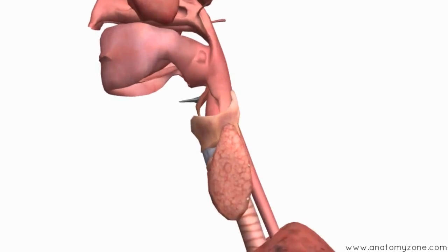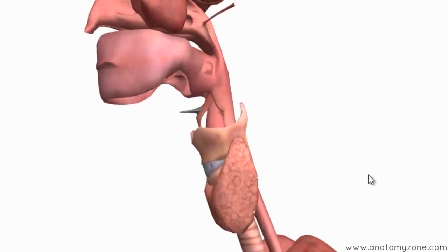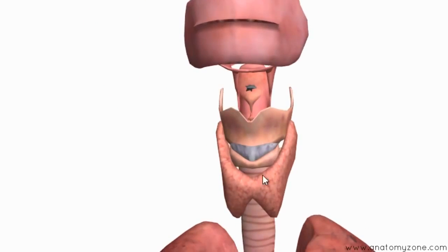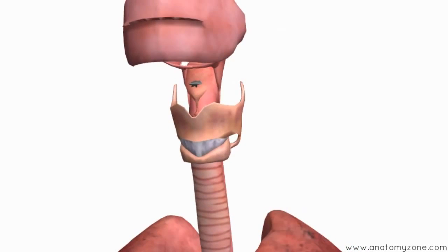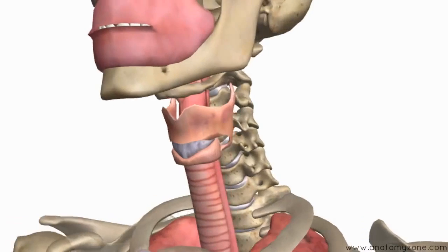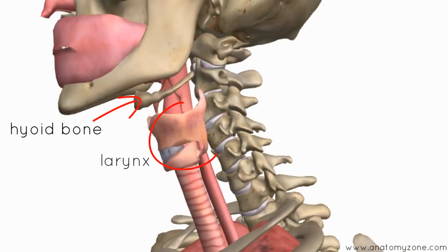So if I just rotate around, you can see the esophagus sitting posteriorly, and you can actually see the thyroid here. I'll just remove that and we'll take a look at the larynx. So the larynx is this set of structures here, and it's also known as the voice box. It sits just below the hyoid bone. So you can see the hyoid bone just here. And you can see this set of structures, which is the larynx.